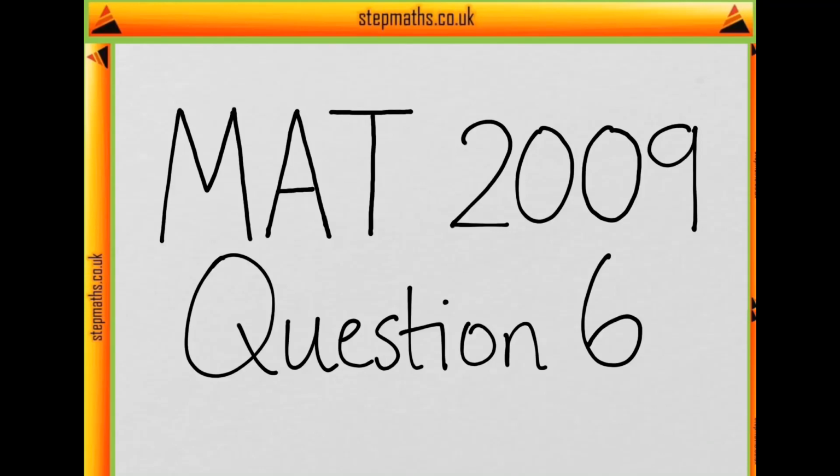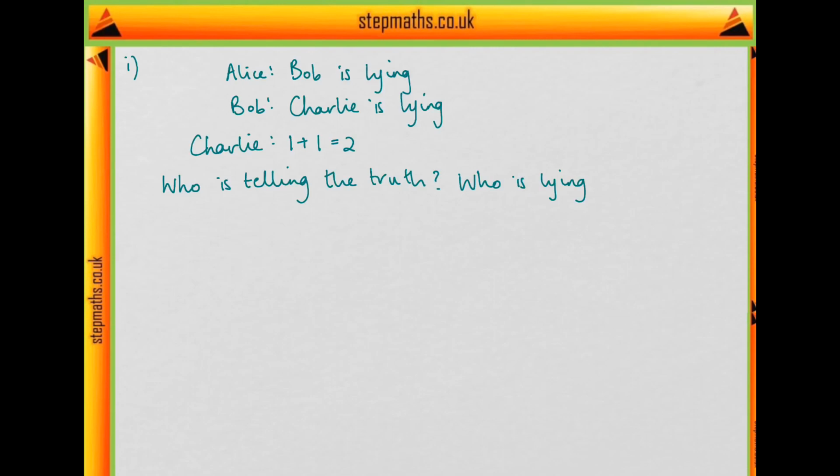Hi, in this video I'm going to go through question 6 on the Math 2009 paper. So for the first part of this question, Alice, Bob and Charlie make the following statements. Alice says that Bob is lying, Bob says Charlie is lying, and Charlie says 1 plus 1 is equal to 2, and we want to know who is telling the truth and who is lying.